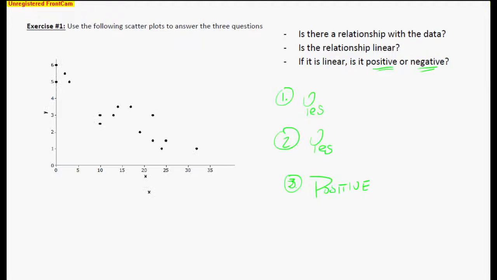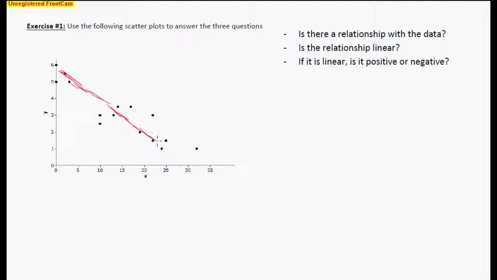Let's look at the next one here. What about this relationship? If I were going to draw in a line, could I draw in a line that could touch a lot of these points, and keep some on one side and some on the other? If I do that, notice I've got like 3 or 4 points over here and 3 or 4, maybe 5 points over here. So number 1, is there a relationship? I'm going to say yes again. There's definitely a relationship there. Number 2, is it linear?